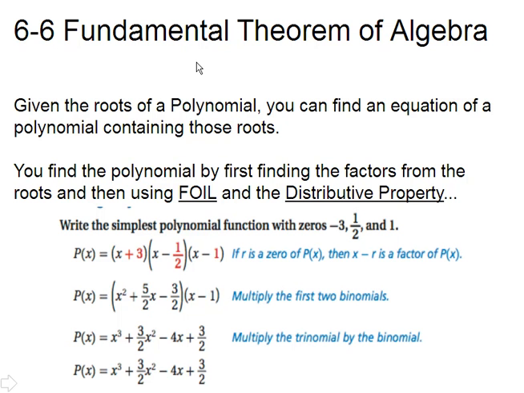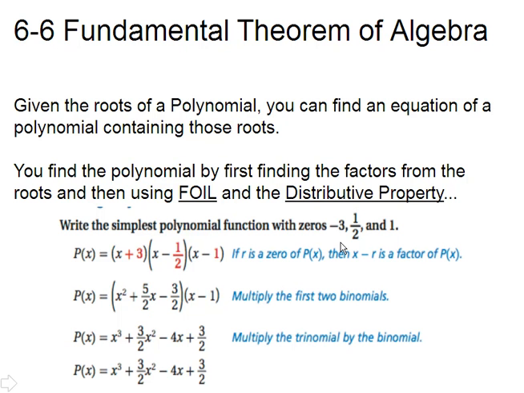I just wanted to go through Chapter 6, Section 6 with you, Fundamental Theorem of Algebra. We've been talking a lot about polynomials lately, and one of the important things that we want to be able to find are the roots of a polynomial, or the zeros of a polynomial. When we're given the roots or the zeros, we can find the polynomial, or a polynomial, that would match with that.